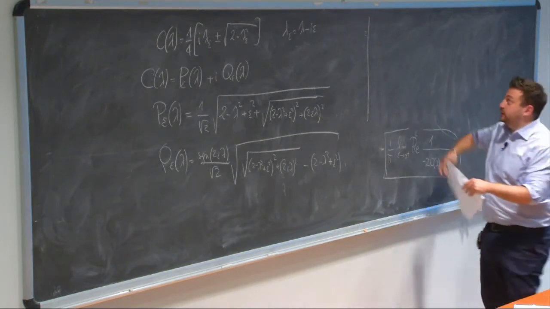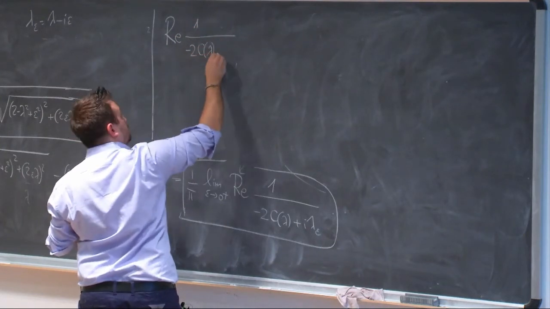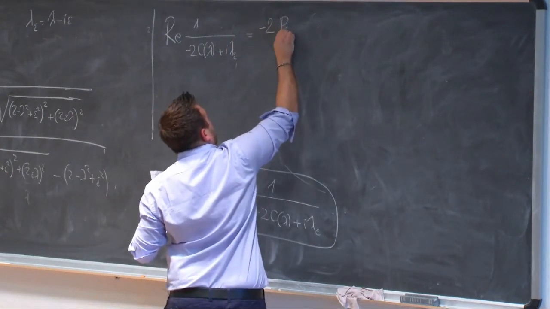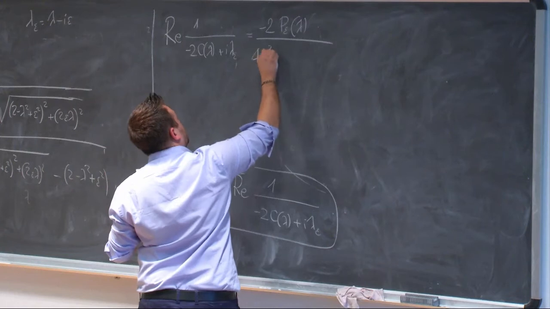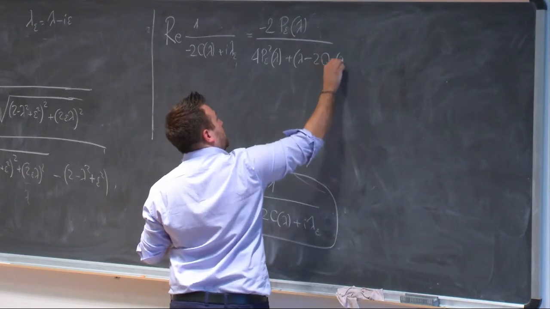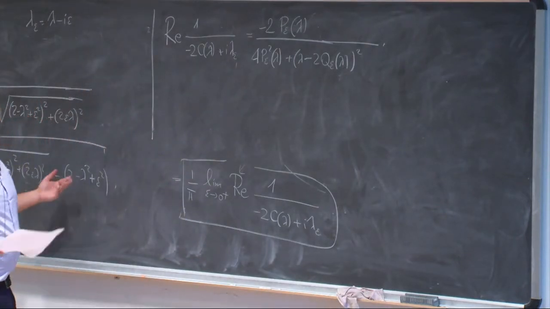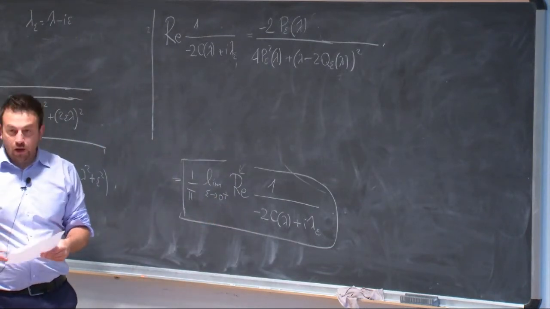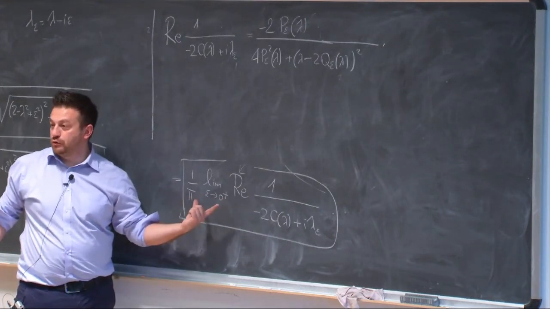Now, if you do that, you obtain that the real part of 1 over minus 2 C of lambda plus I lambda epsilon is written as minus 2 P epsilon of lambda divided by 4 P epsilon square of lambda plus lambda minus 2 Q epsilon of lambda all square. Okay, that's just a simple exercise. So what remains to be done is the limit epsilon to 0 plus.